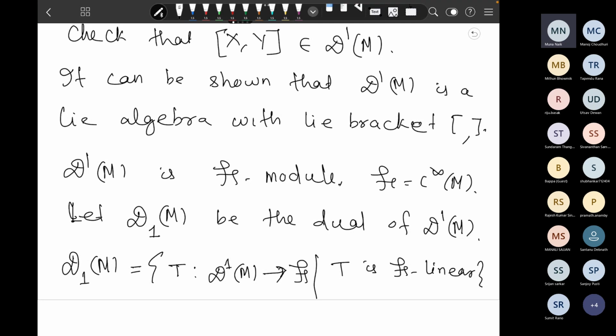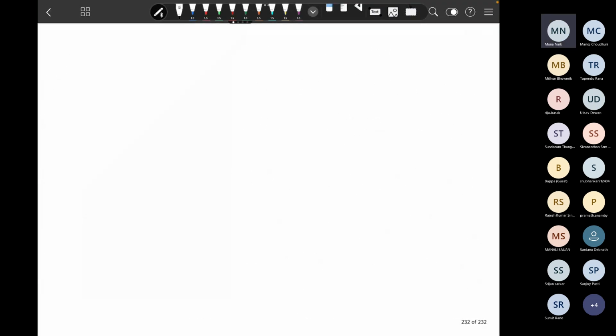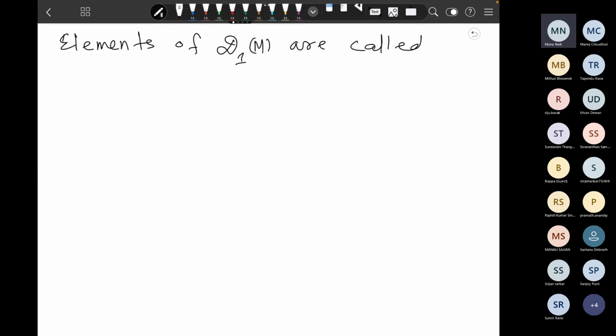So elements of this dual are called differential one forms.